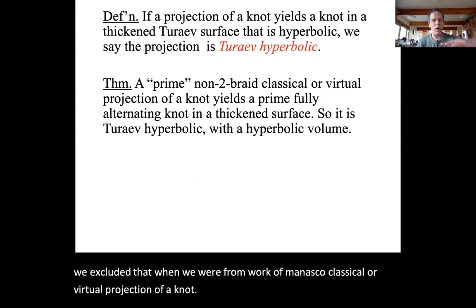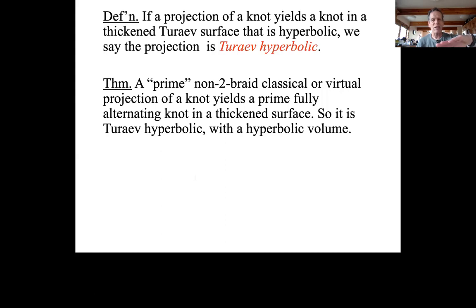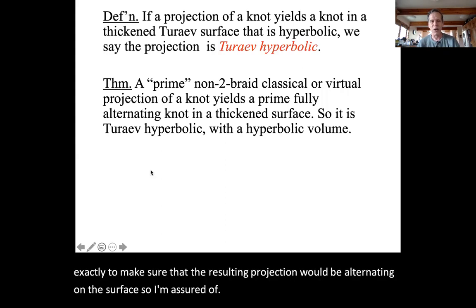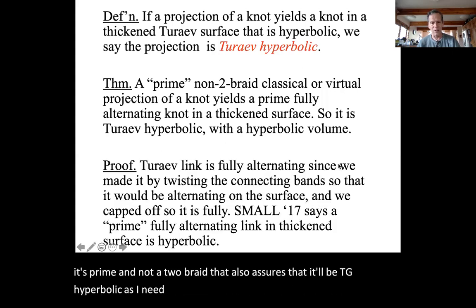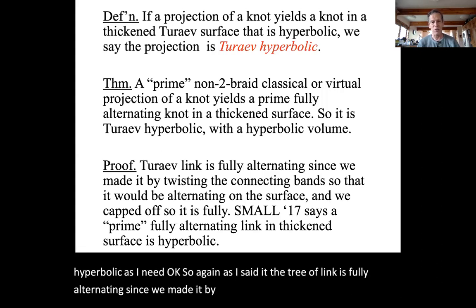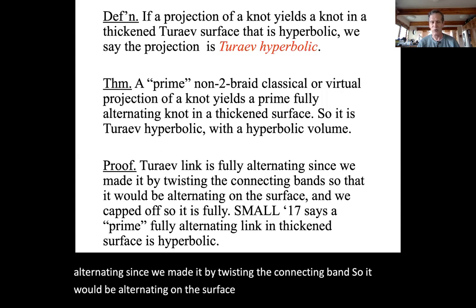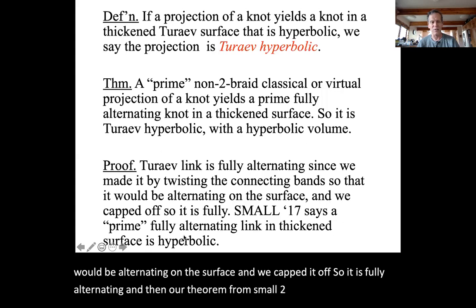The point is those twists that I put in my ribbon surface were designed exactly to make sure that the resulting projection would be alternating on the surface. So I'm assured of getting an alternating knot or link in my thickened surface, and assuming it's prime and not a two braid, that also assures that it'll be TG hyperbolic as I need, okay? So again, as I said, the Turaev link is fully alternating since we made it by twisting the connecting band so it would be alternating on the surface, and we capped it off so it is fully alternating. And then our theorem from Small 2017 says that it is hyperbolic.